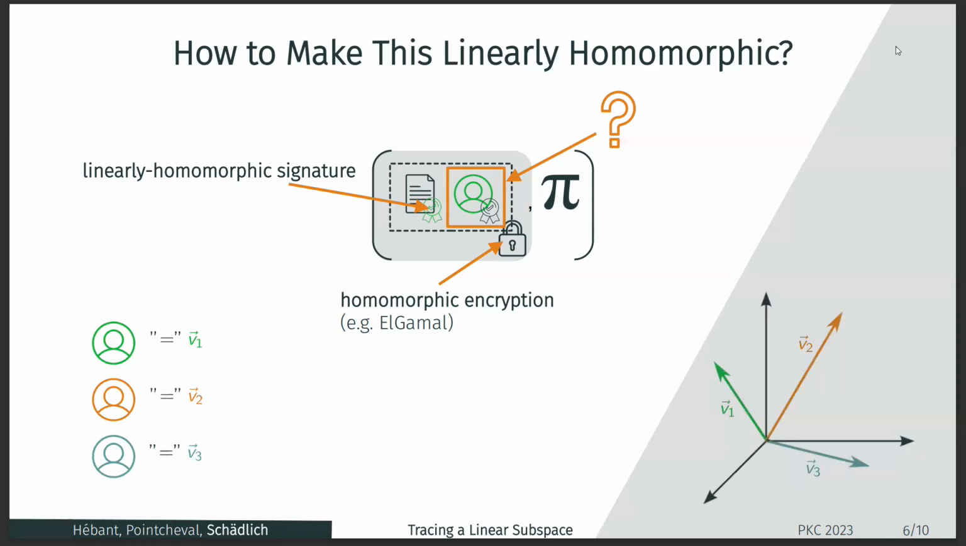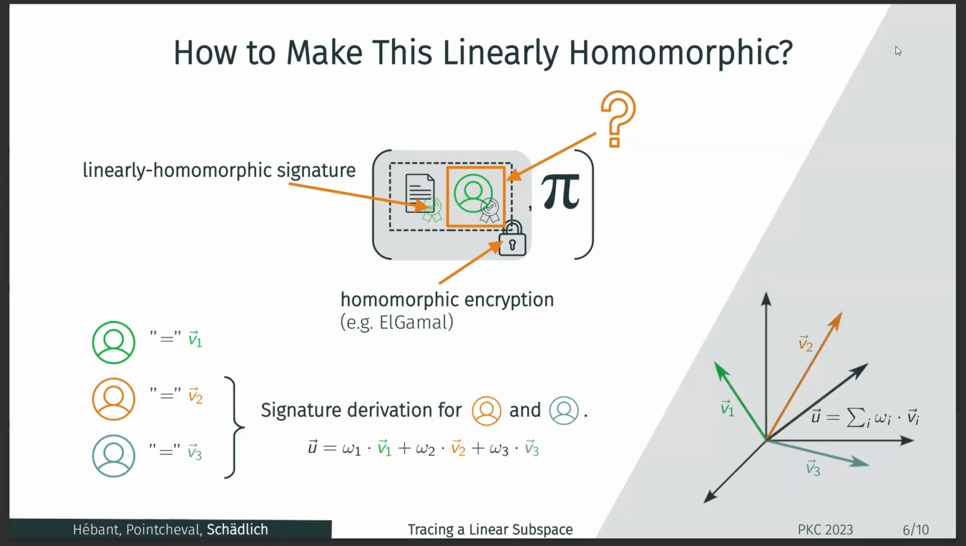So speaking on a very high level, what we have here is we have one vector for each user. And now what happens if we do a signature derivation? For example, here, let's assume that we have a signature produced by user 2 and one by user 3. And then this derived signature does no longer have one of the vectors, v2 or v3, but it will have a new vector u that is a linear combination over v2 and v3, meaning that omega 1 is 0 in this case, because there was no signature of user 1 involved in this derivation process.